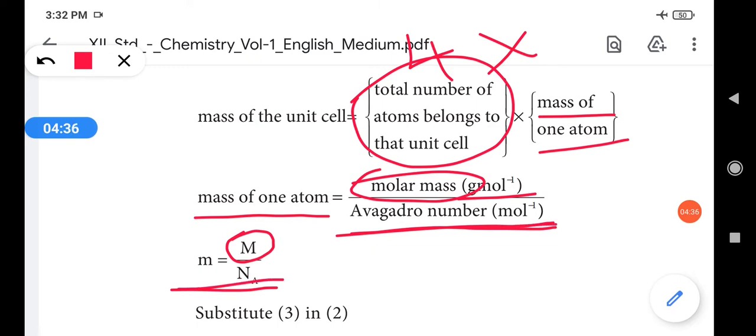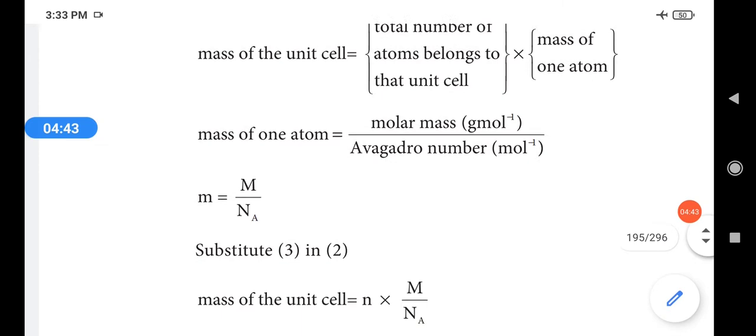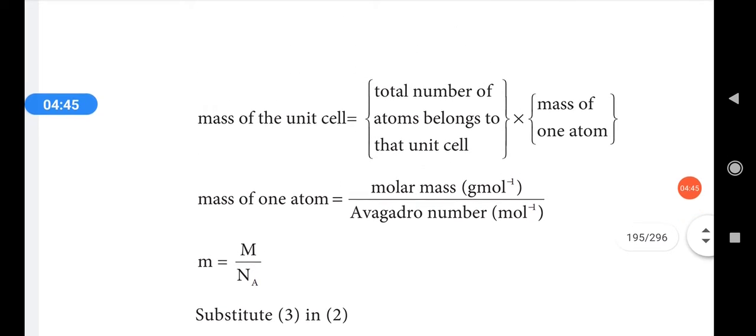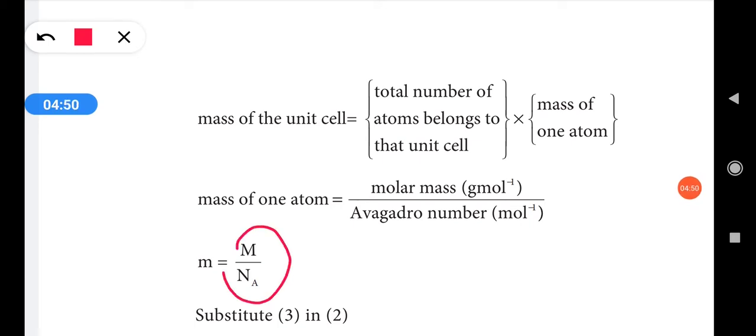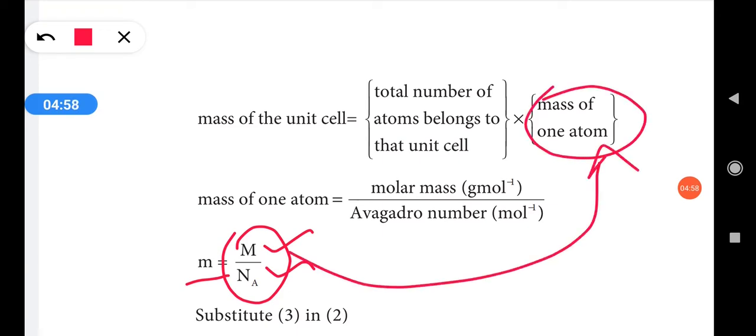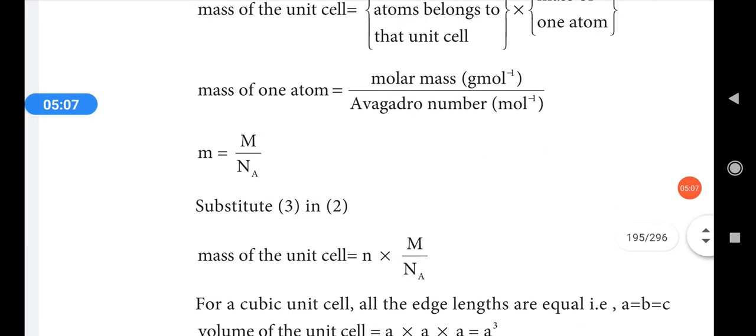So m is equal to M divided by Na, where Na is the Avogadro number. So by substituting this equation, small m, the mass, is equal to molar mass divided by Na. Substituting this value in this equation, the total number of atoms can be written as n, so we get n into M divided by Na.